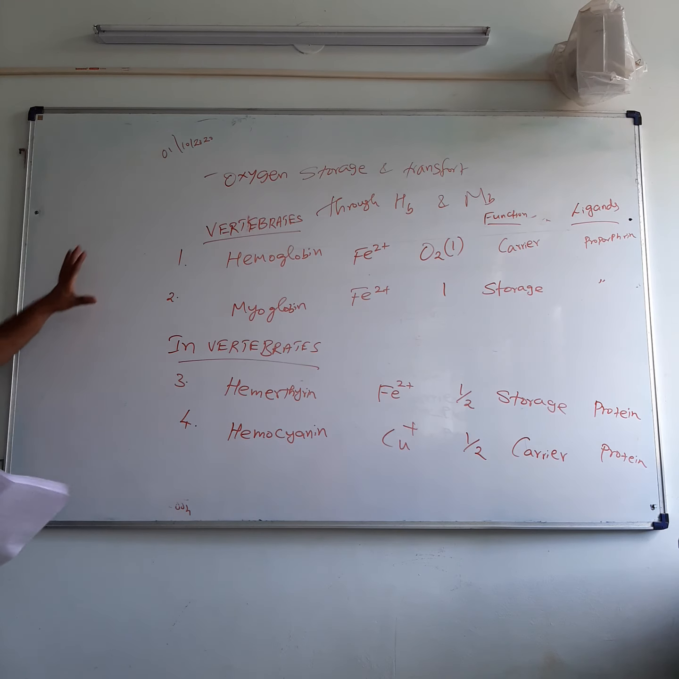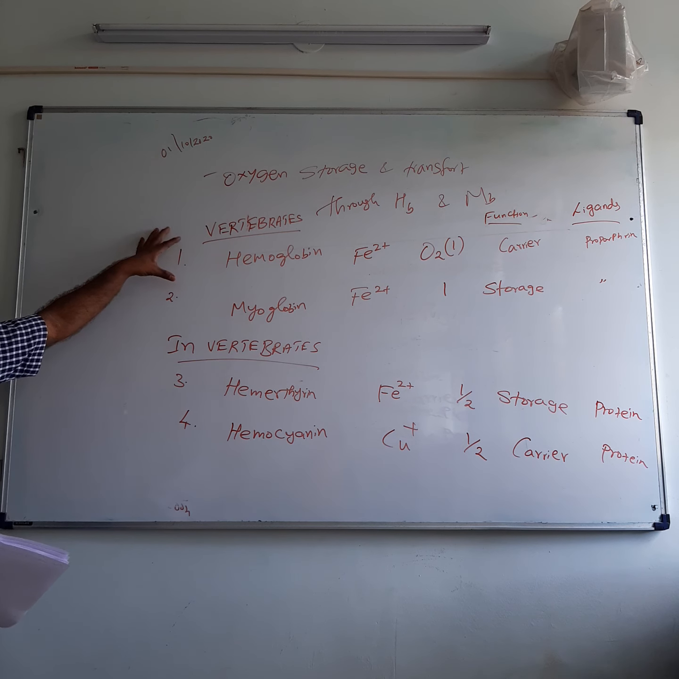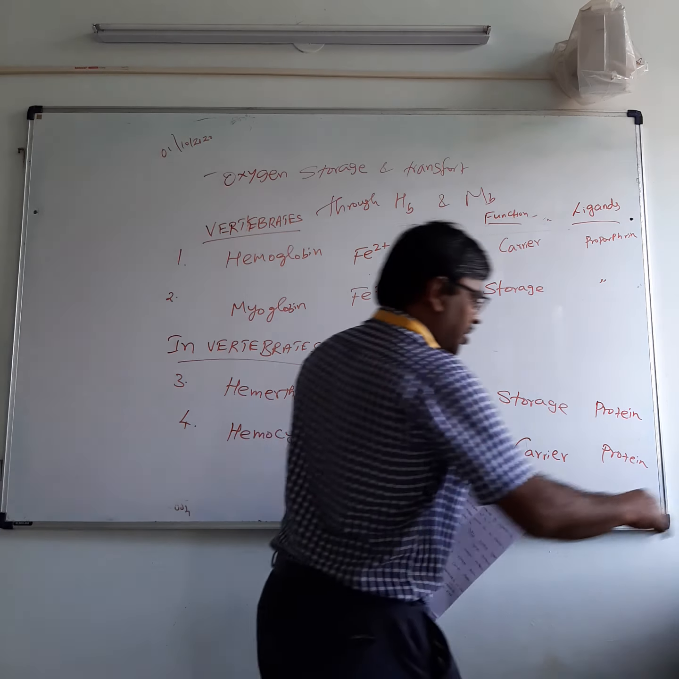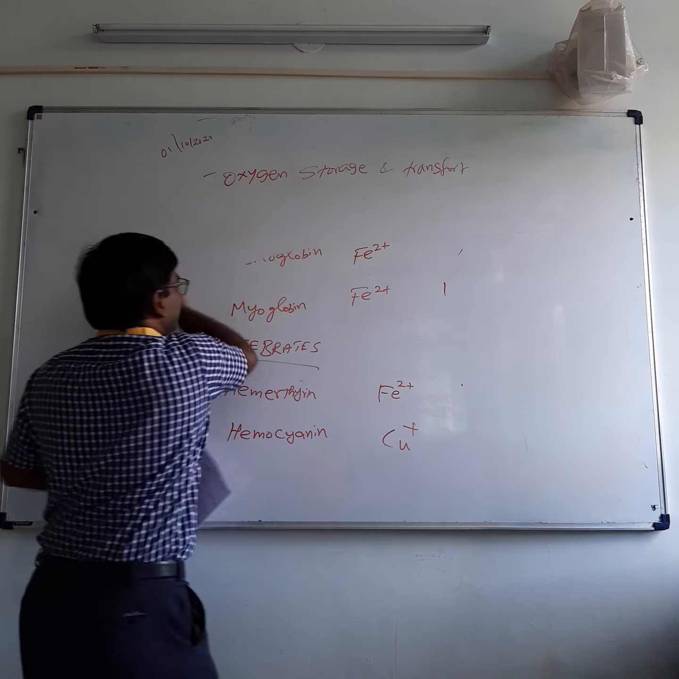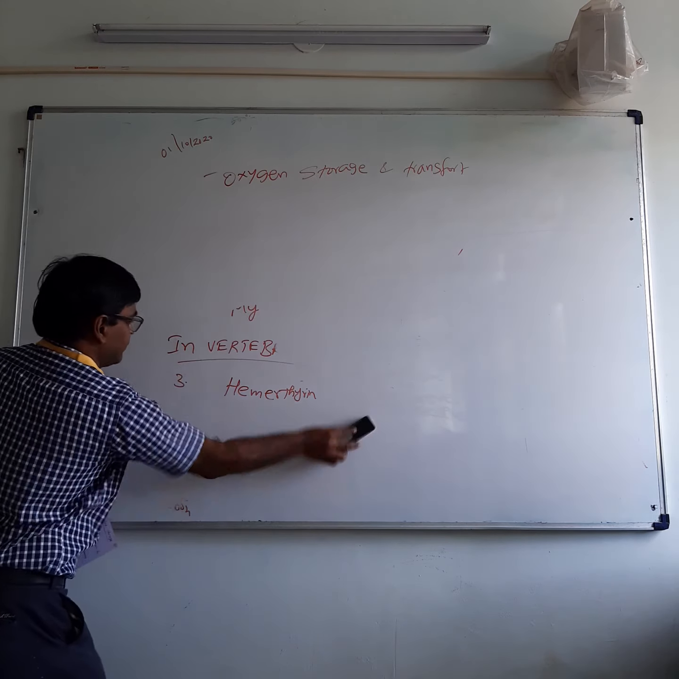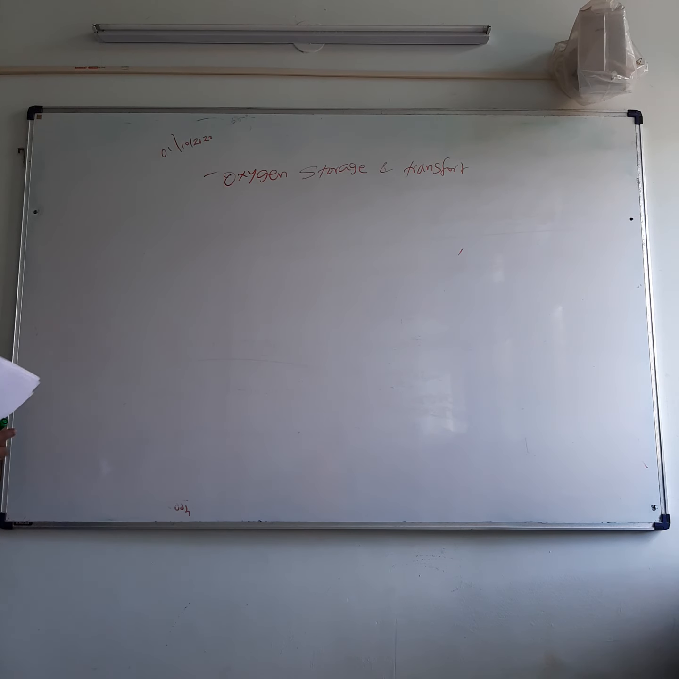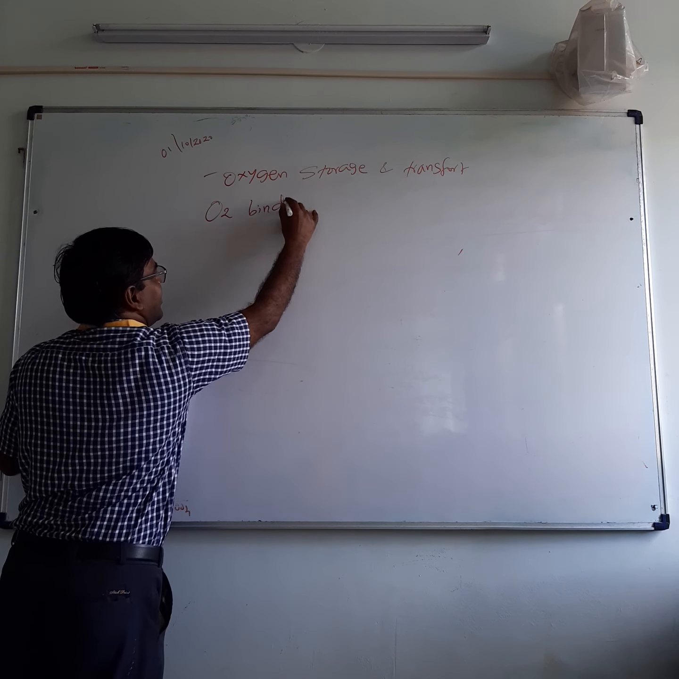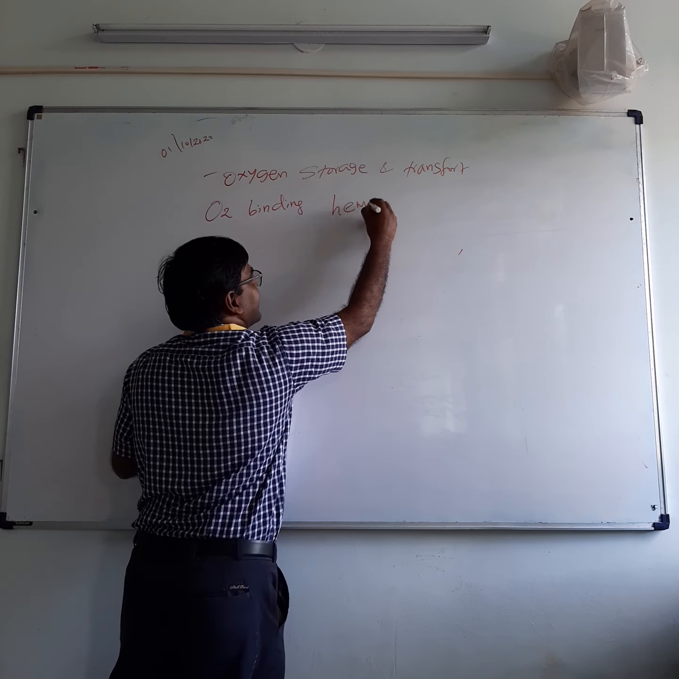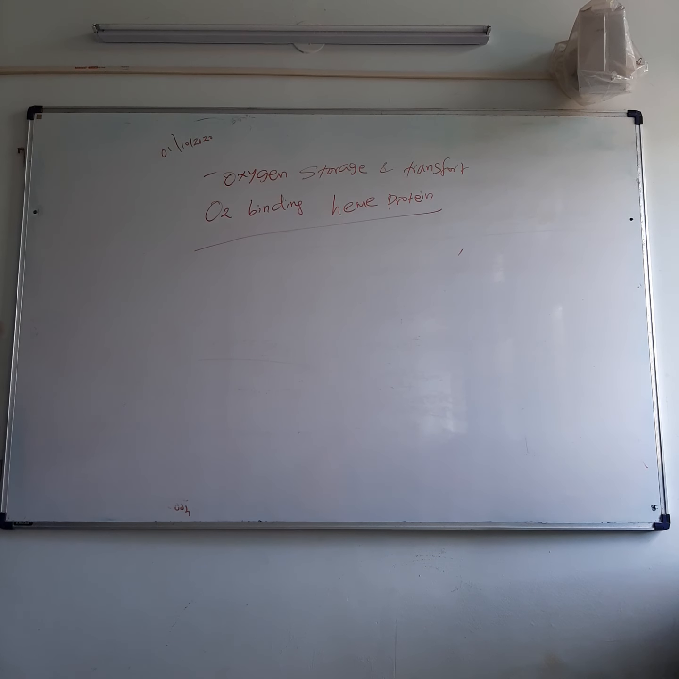Now we will talk about how this oxygen storage and carrier is involved, what functional group is involved, and all these properties, with hemoglobin and myoglobin. First we will talk about oxygen binding in heme proteins. As I already mentioned, heme is a protoporphyrin unit having 4 methyl substitutions, 2 ethylene substitutions, and 2 propionic acid substitutions.